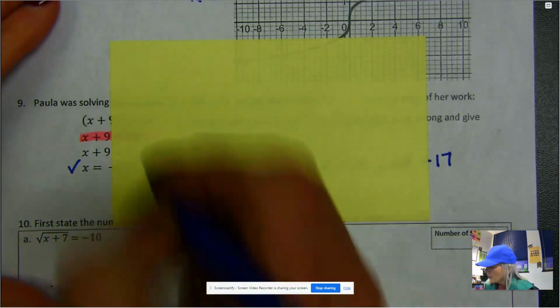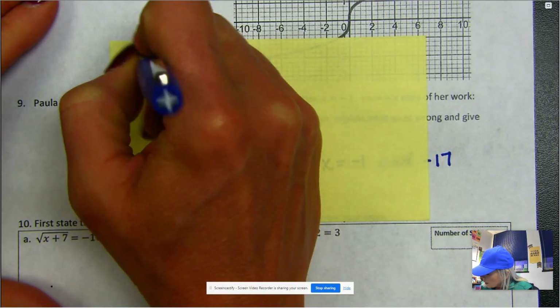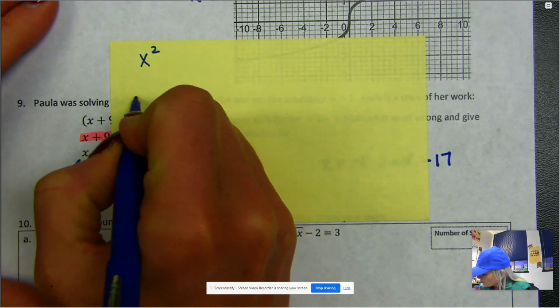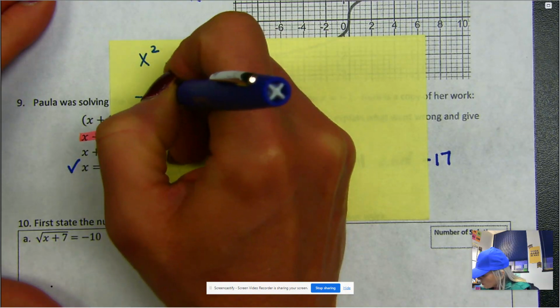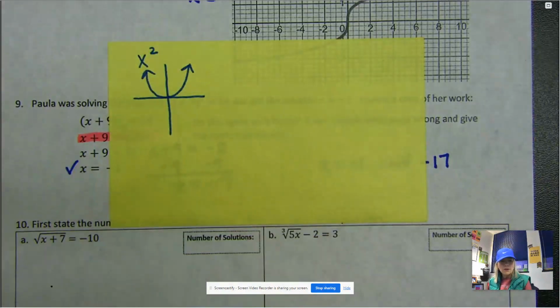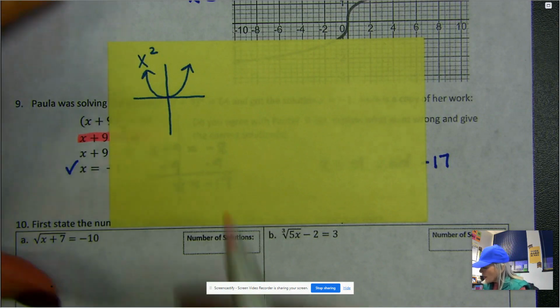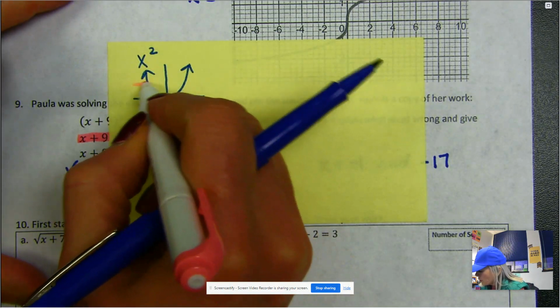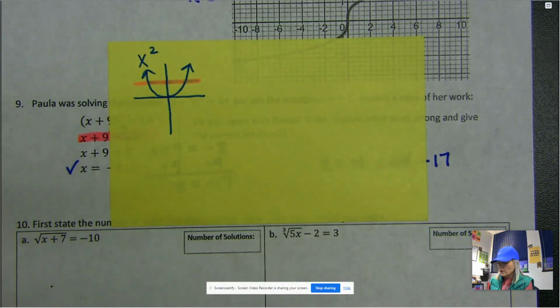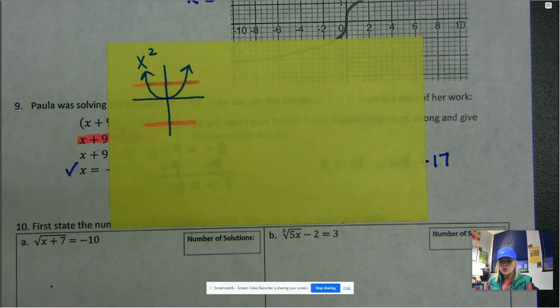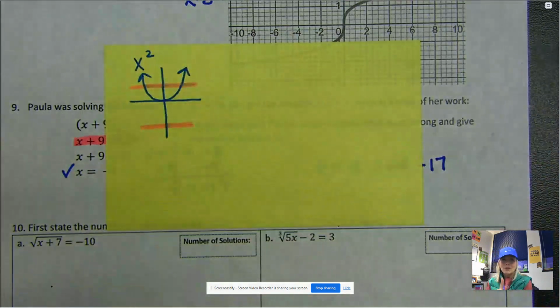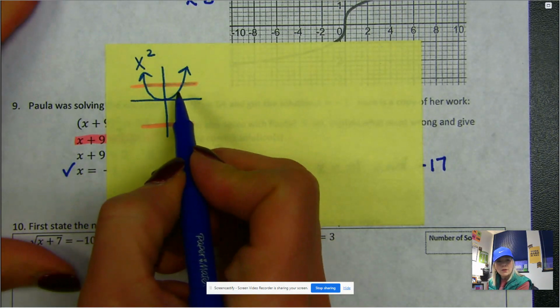Okay, so let's review what they look like. So for y equals x squared, I'm just going to write x squared. X squared graphs go up on both sides. They don't exist in the negative area. So if we have x squared is equal to a positive value, there's going to be 2 solutions. If we have x squared is equal to a negative value, there's no solution. And if we have x squared is equal to 0, there's going to be 1 solution. I'm not going to worry too much about that one. Okay, so that's what x squared graphs look like.